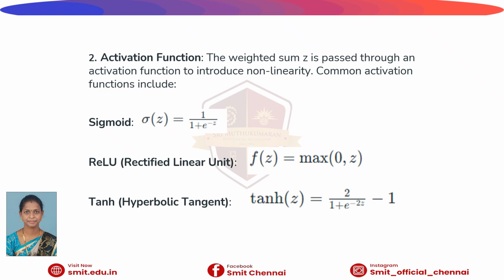Next one, tanh activation function produces output values ranging from -1 to +1. Since it is centered around 0, it often performs better than the sigmoid function and helps the network converge faster.